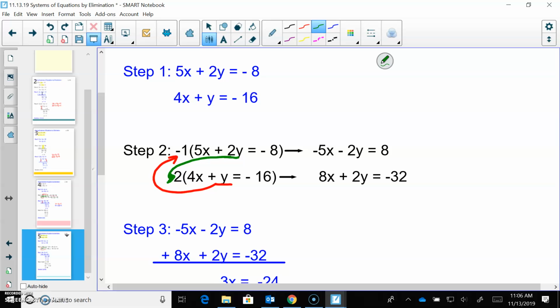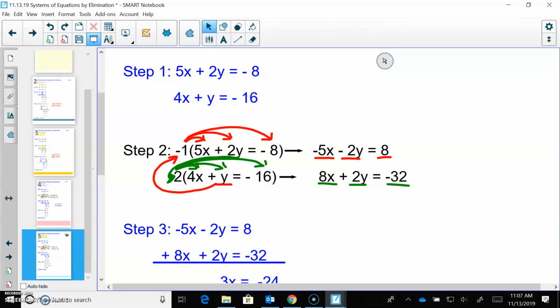Okay? So when I do that, I have to distribute this -1 to everything. So -1 times 5x gave me the -5x. -1 times 2y gave me -2y. -1 times -8 gave me the +8 that I got. Okay? Do the same thing for the bottom. When I do 2 times 4x, I get 8x. 2 times a +y gives me a +2y. And then 2 times a -16 gives me a -32. Now I know I have the same coefficient for my y's and opposite signs.